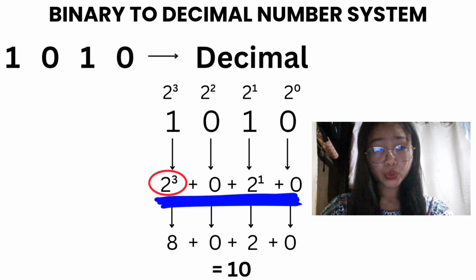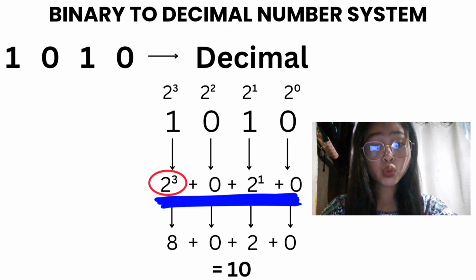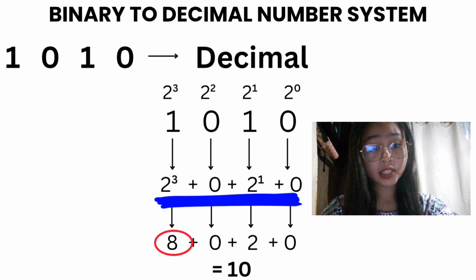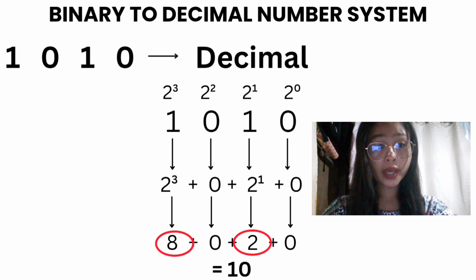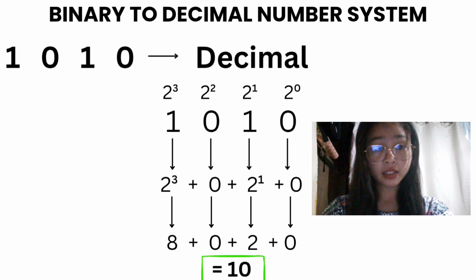What is 2 to the third power? 2 to the third power is 8. 2 to the first power is 2. So, 8 plus 2 is 10. And so, the answer is 10. Therefore, we can conclude that the binary number 1010 has a value of 10.